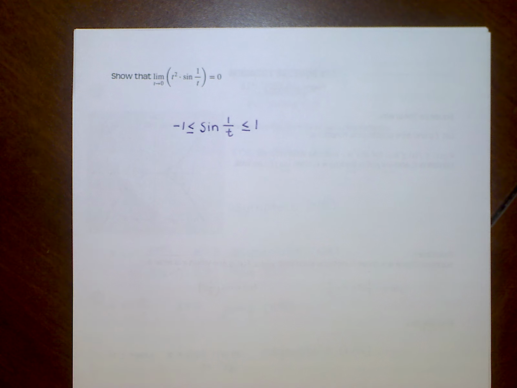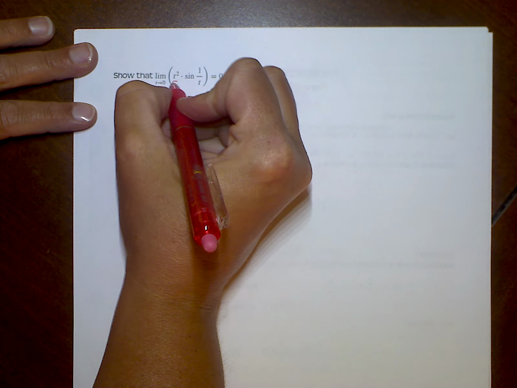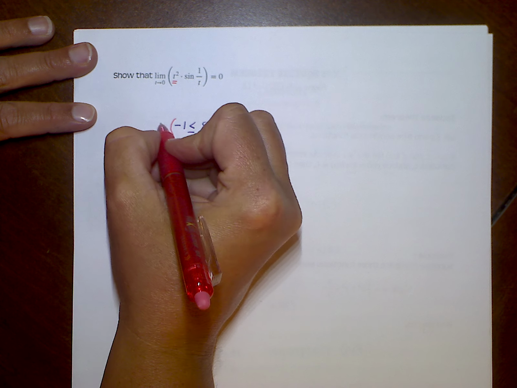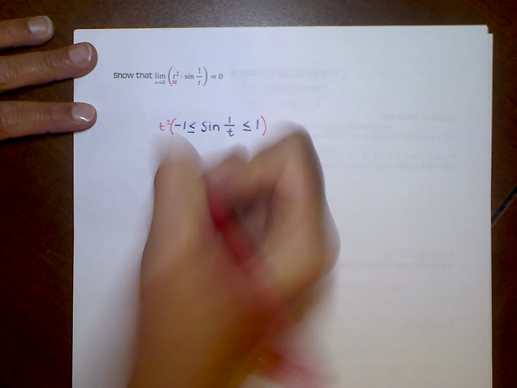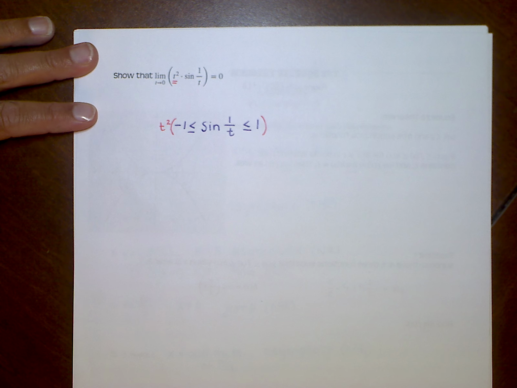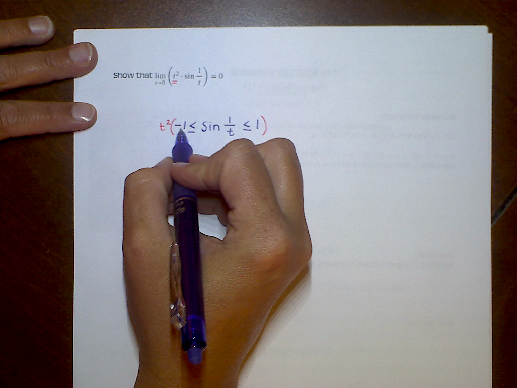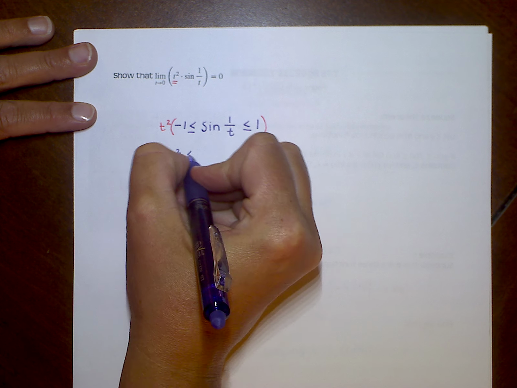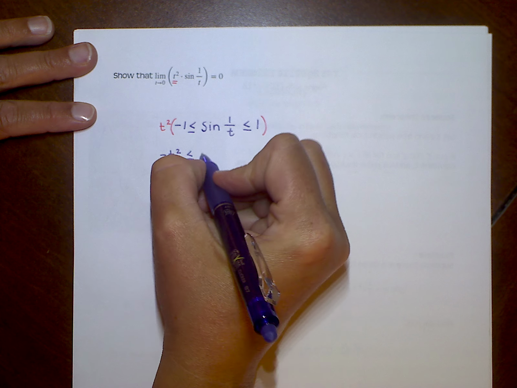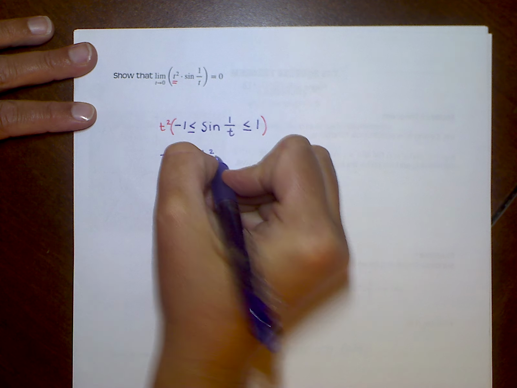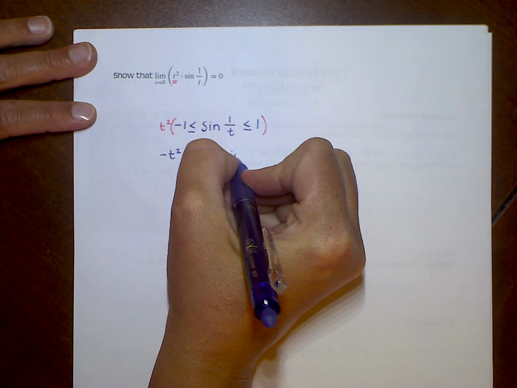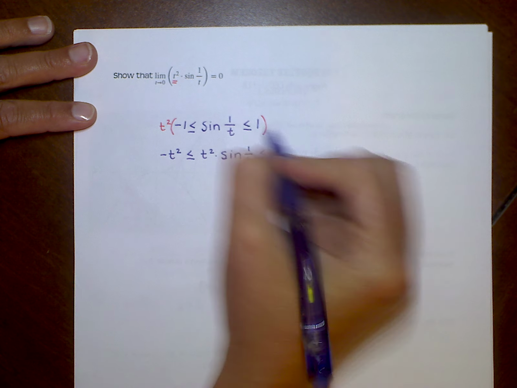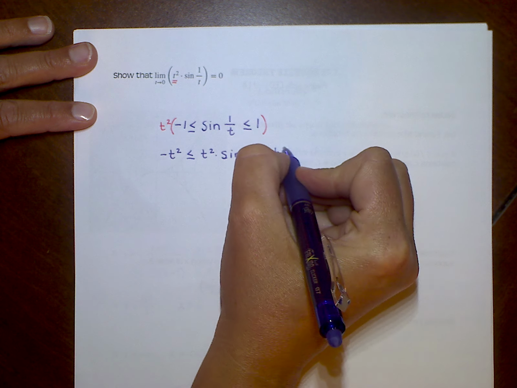Okay, so now I need to figure out a way to incorporate this t squared. So I'm going to come down to this inequality that I've set up and multiply the entire thing by t squared, which is fine as long as I do it to everything, right? So -1 times t squared is -t squared, less than or equal to. Now I'm going to throw t squared in that middle function, which brings me to the function that I actually wanted to look at. And then that's less than or equal to just regular t squared.